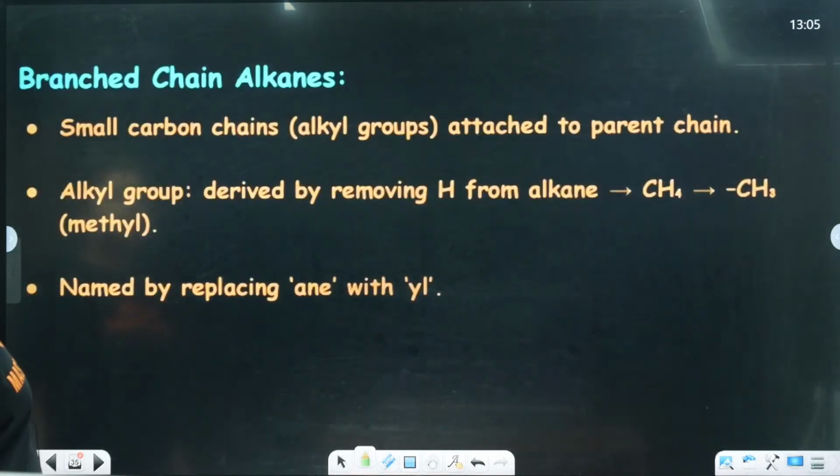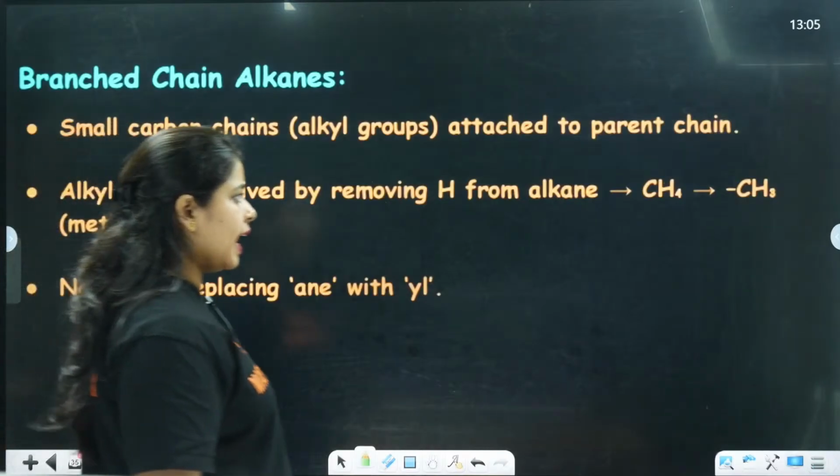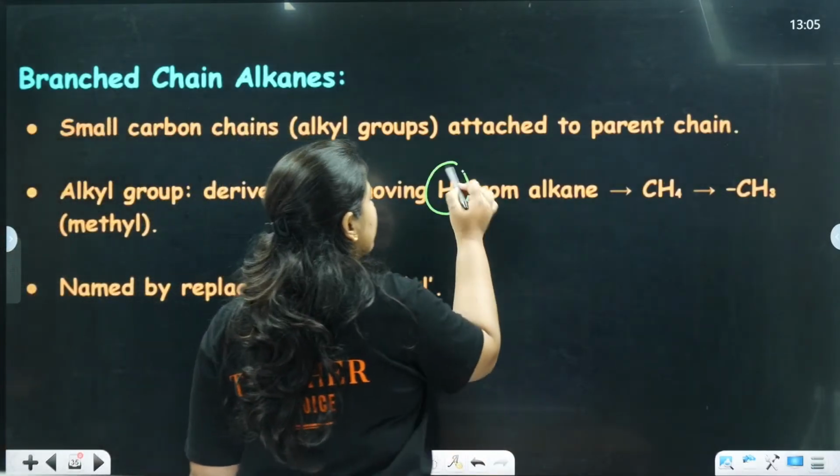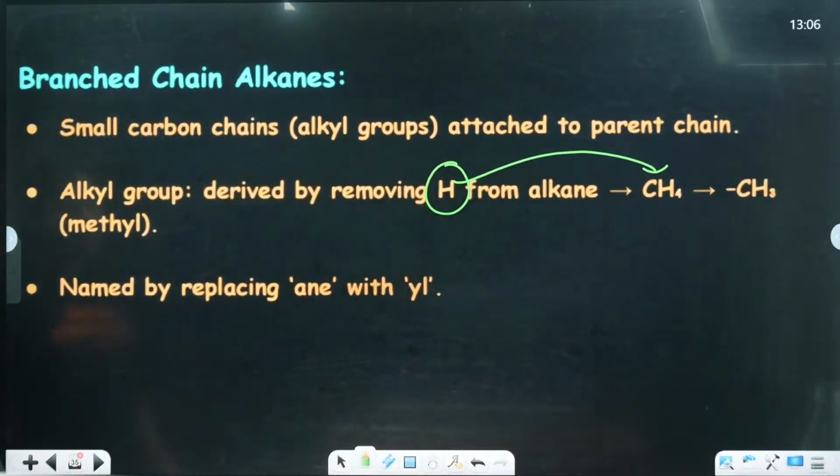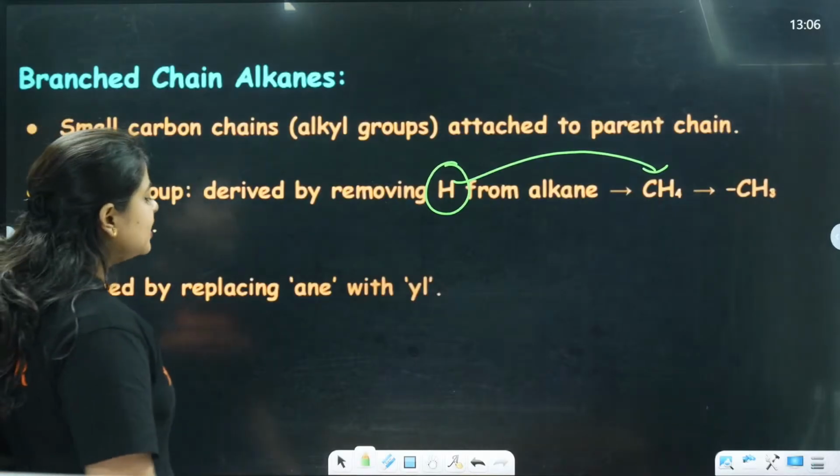Next comes the branched chain alkanes. Now let us learn the branched chain alkanes. Here the small carbon chains, that is alkyl groups, are attached to the parent chain. An alkyl group is derived by removing an H from the alkane. We are going to remove the H from this compound. Clear? So that is called methyl. It is named by replacing the ANE with YL.